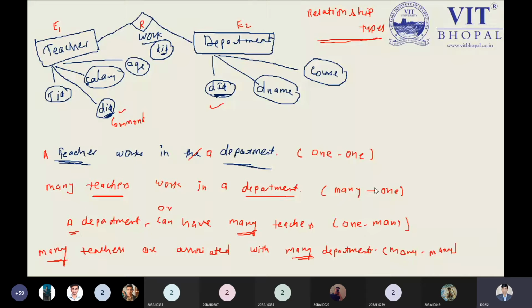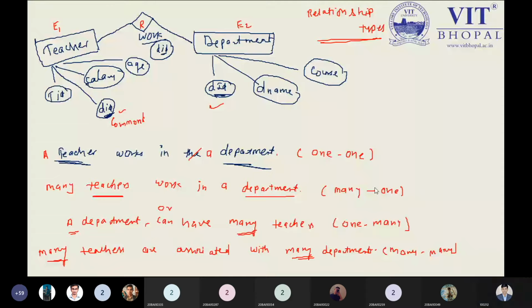A department can have many teachers. It is just reading the statement in a different way, nothing else. So we have a one-to-many relationship. A department can have many teachers, of course. I am just writing the statement in the reverse manner. So whether we say many-to-one or one-to-many, it doesn't matter.